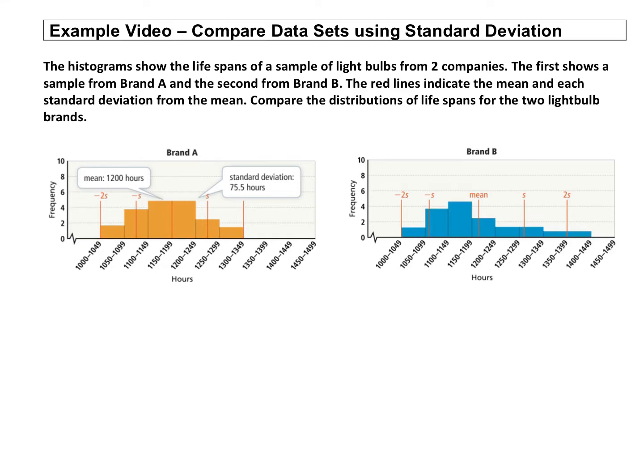All right, in our last video, we're going to compare data sets using standard deviation. The histograms show the lifespans of a sample of light bulbs from two companies. The first shows a sample from brand A, and the second shows a sample from brand B. The red lines indicate the mean and each standard deviation from the mean. Compare the distributions of lifespans for the two light bulb brands.